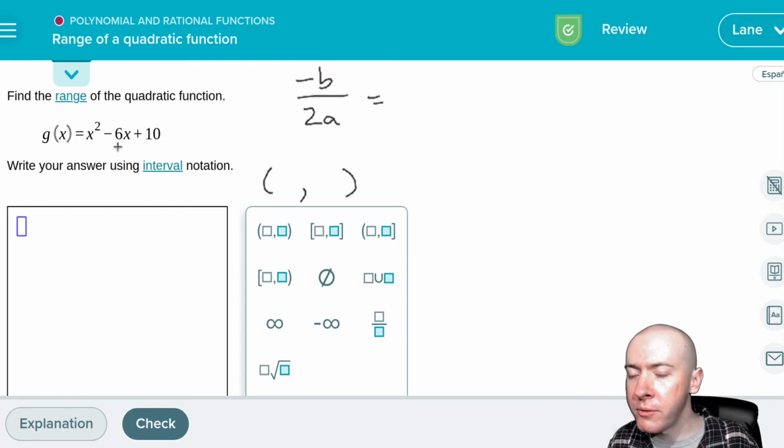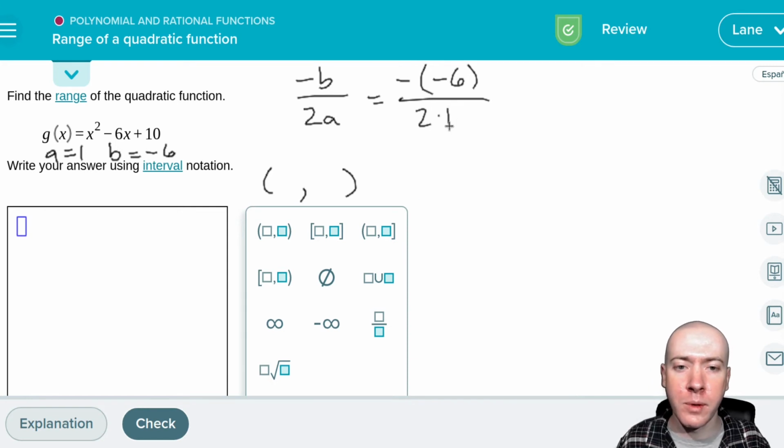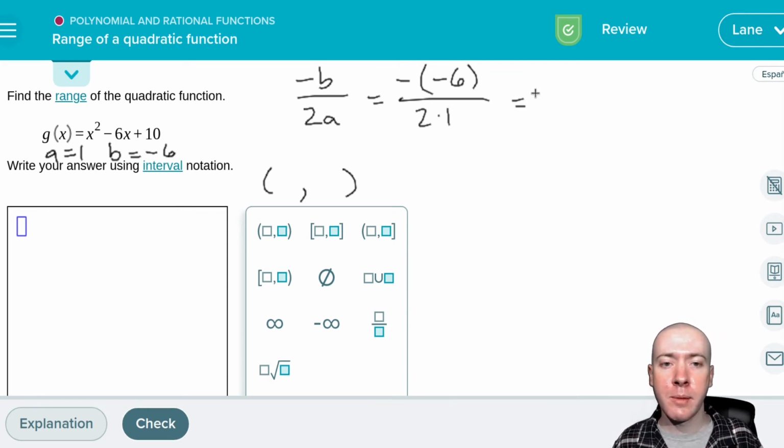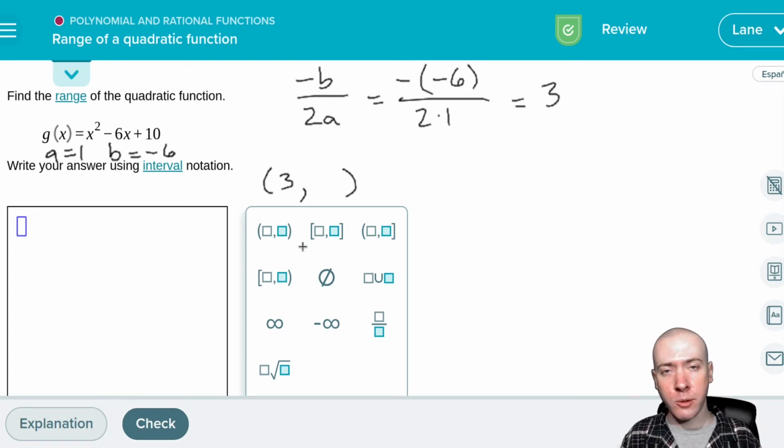So what is b for this function? B is going to be negative 6, and what is a? There's nothing written in front of the x squared, so a is 1, right? That's 1 times x squared. So let's plug those in. On the top, we're going to have the negative sign that's part of the expression here. And then b is actually -6. So on top, we have -6. And on the bottom, we have 2 times 1. So that is the same as +6 divided by 2, which is 3, right? So 3 is the x-coordinate of the vertex.